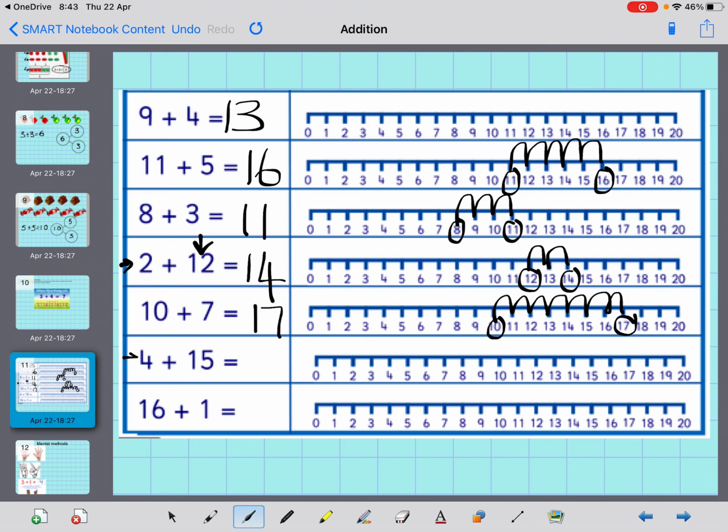Again, you can see here 4 add 15. If I start on 4 and do 15 jumps, that's going to be a lot of jumps to do and I might get a bit confused. So I can start on the bigger number, 15, and I can do 4 jumps. 1, 2, 3, 4. And the last one there, nice and easy, 16, add 1 more, gives me 17. So this is really the sort of next step. So moving away from pictures and looking at using the real numbers and getting us to count on.